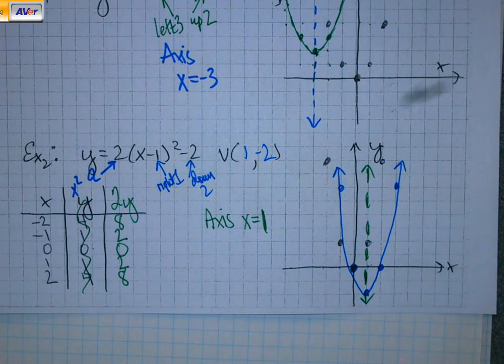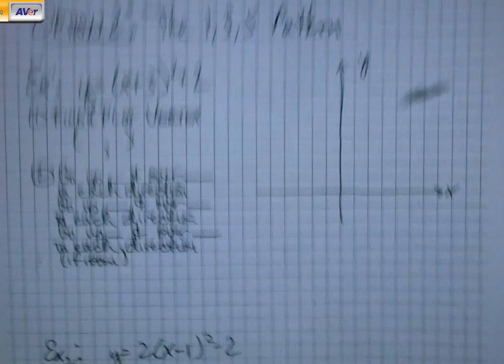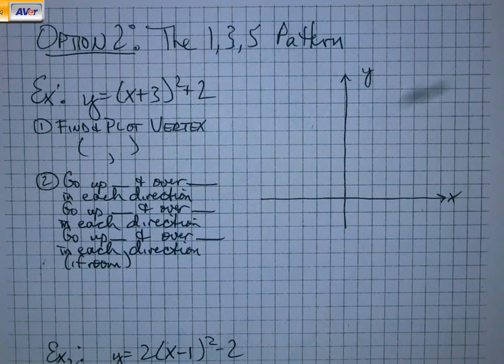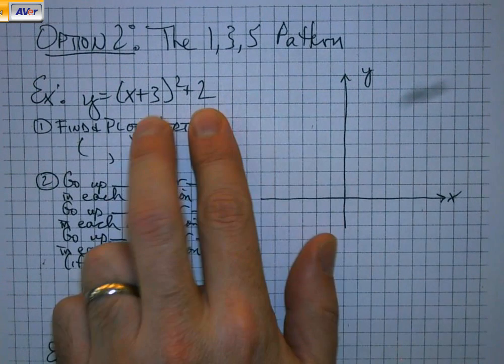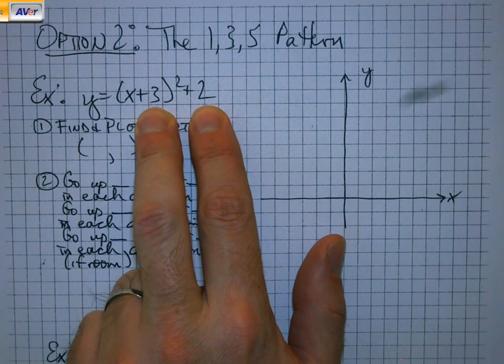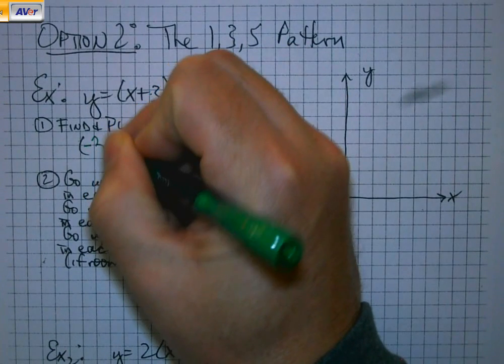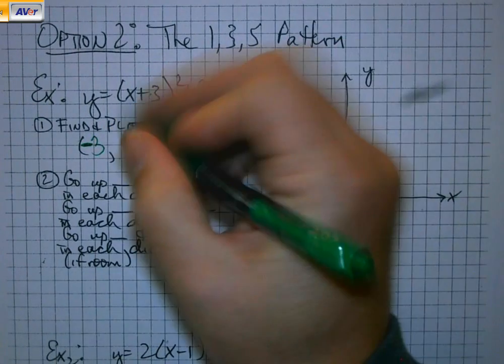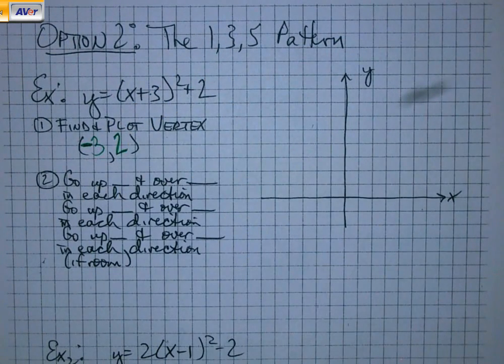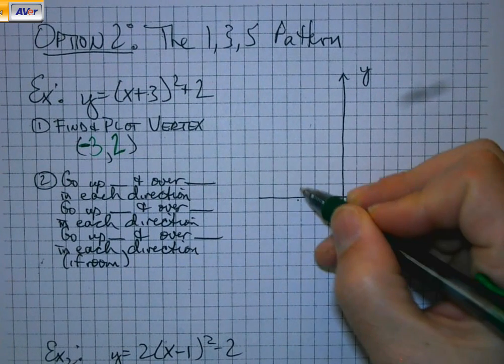The other option, besides the calculator, is something we call the 1-3-5 pattern. Still a pattern, but a little something different. No tables involved. So here's how that would work. I get an equation. First job, find and plot the vertex. So what's my vertex going to be this time? Negative 3, 2. Opposite of h, and k. So negative 3, 2.